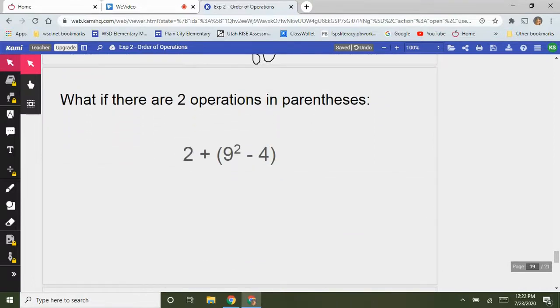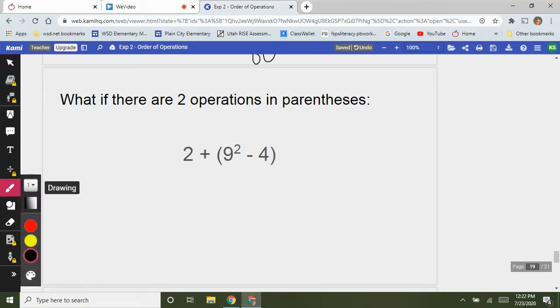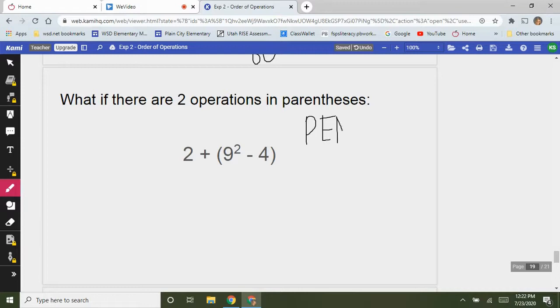Okay, so it says, what if there are 2 operations in parentheses? So once you're in the parentheses, it kind of acts like its own problem. So if I have my PEMDAS written down, and I start in parentheses. Well, in the parentheses, I have an exponent problem and I have a subtraction. So what comes first, exponents or subtraction? Oh, exponents. So I do those exponents first.